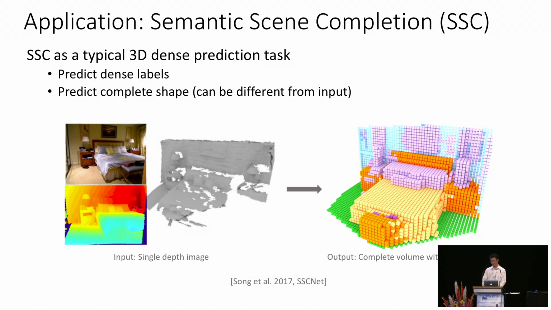Since we expect our SGC to be a generic operation, we choose semantic scene completion as our application because of its two characteristics. Inputting a depth image, SSC not only aims to predict dense labels, but also aims to output a complete shape which is different from the input. These two characteristics make SSC a typical 3D dense prediction task, which can represent segmentation, completion, RGB diffusion, and so on.